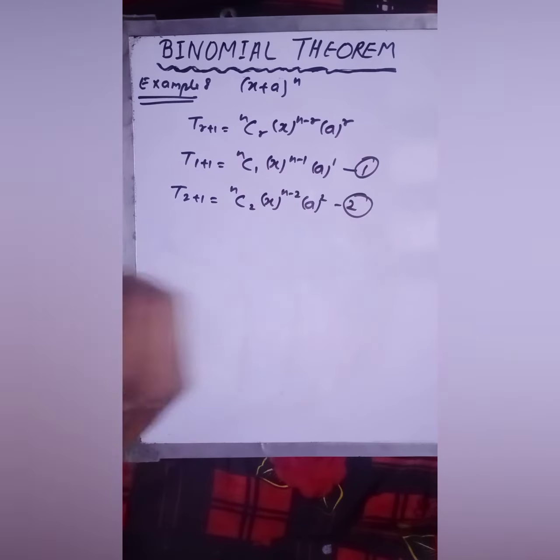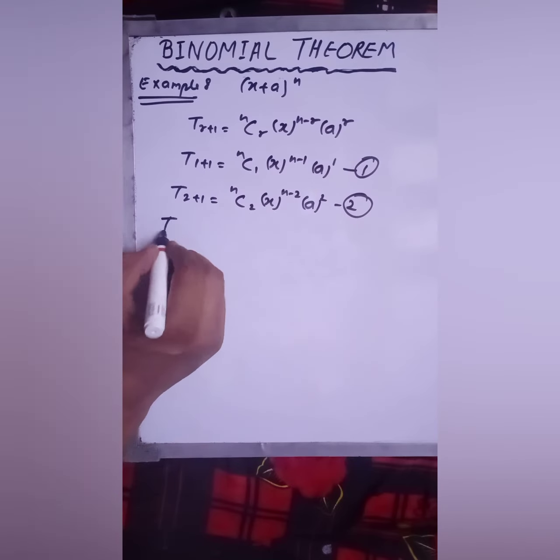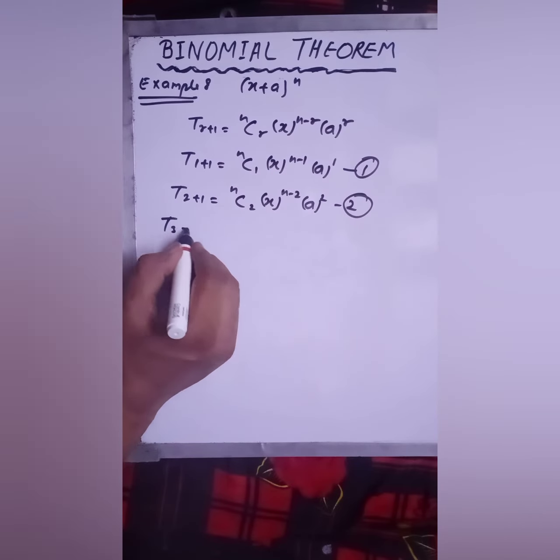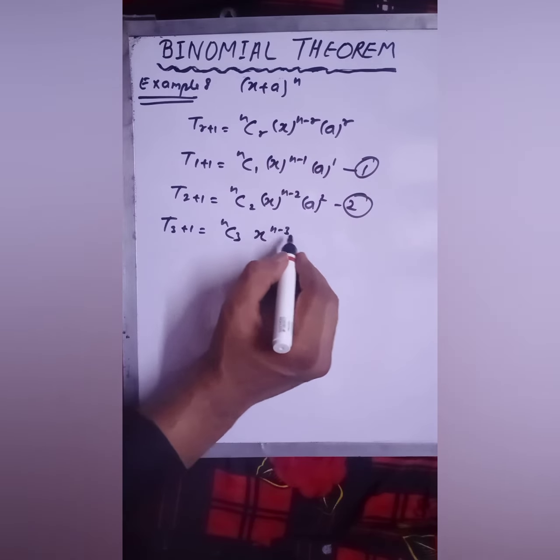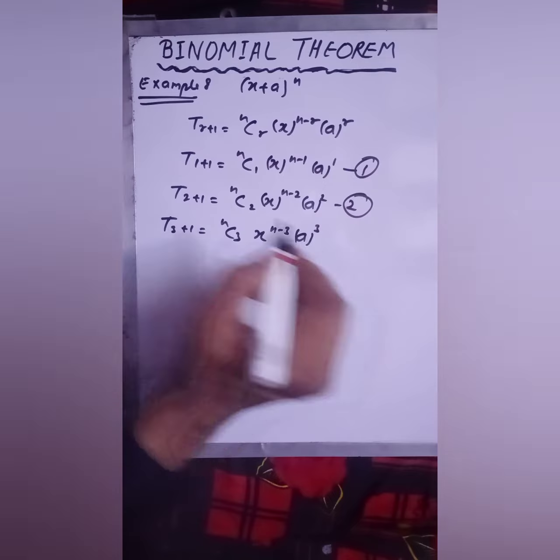So this is equation number 2. Similarly, third term or fourth term means your r would be 3, nC3, x raised to power n minus 3, and a raised to power 3 will come.